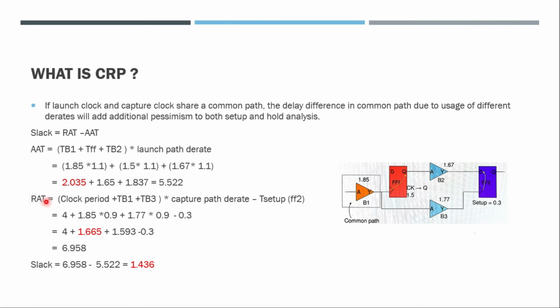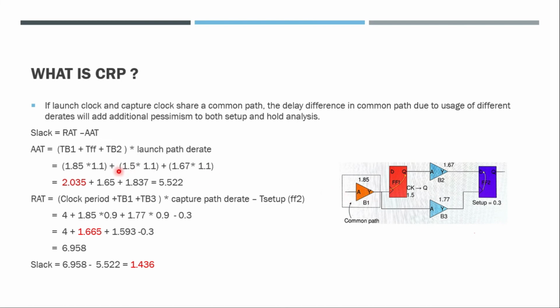So what is the required arrival time? The required arrival time is the clock period plus TB1, which is this itself, and TB3, minus the setup time. If you consider a clock period of 4 plus 1.85, where I have multiplied this clock path derate over here, and minus the setup time of 0.3, we will get 4 plus 1.665 like this, and then we will get 6.958. So we're getting a slack of 1.436.